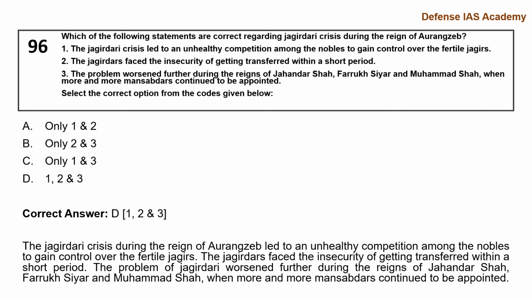The Jagirdari crisis during the reign of Aurangzeb led to an unhealthy competition among the nobles to gain control over the fertile Jagirs. The Jagirdars faced the insecurity of getting transferred within a short period. The problem of Jagirdari worsened further during the reigns of Jahandar Shah, Farrukhsiyar and Muhammad Shah, when more and more Mansabdars continued to be appointed.